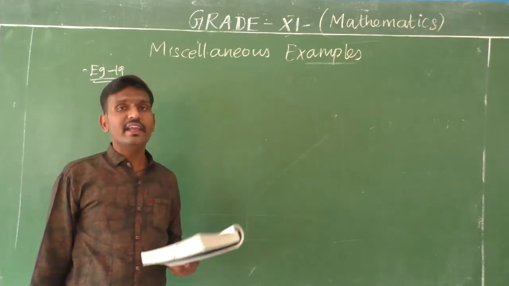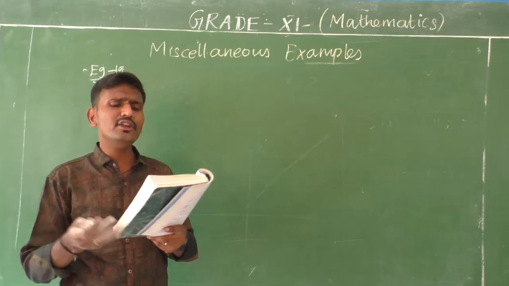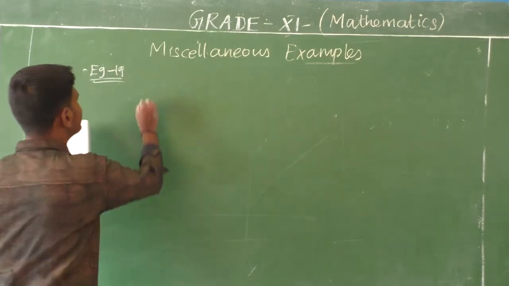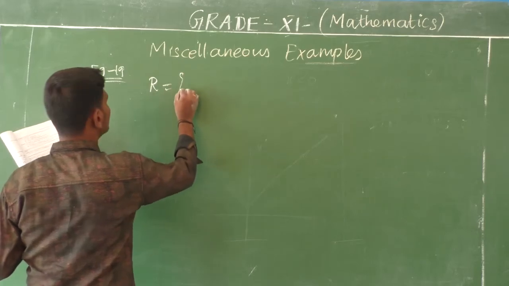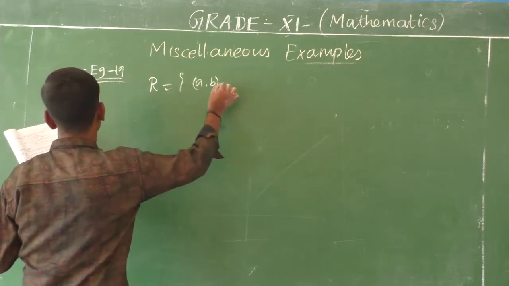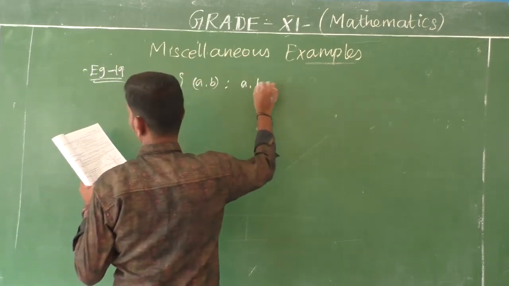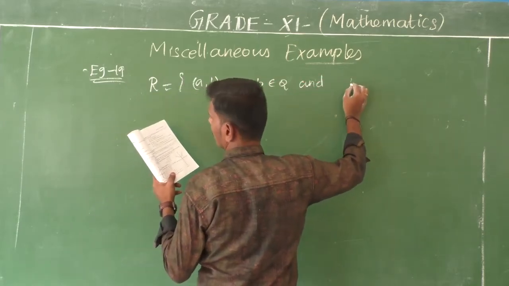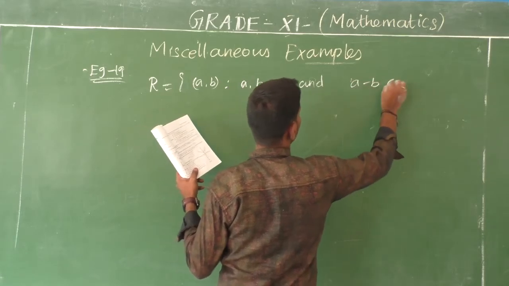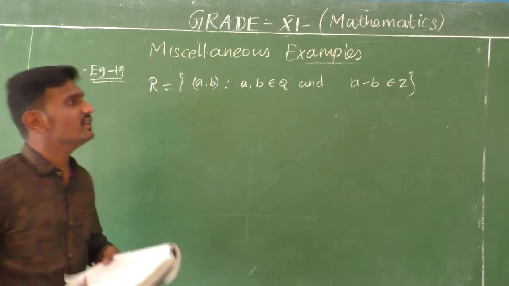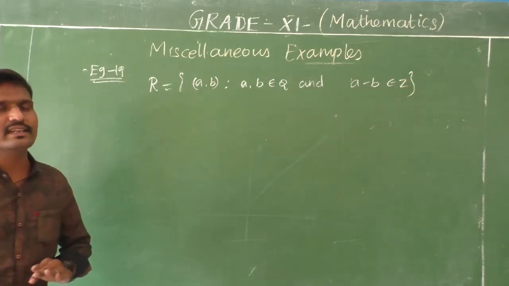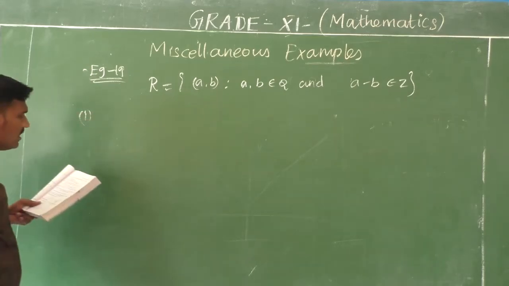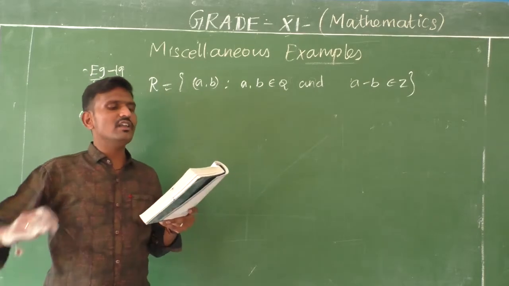Let R be the relation from Q to Q. What do you mean by Q? Q is the rational numbers. So Q to Q is defined by R equal to the set of ordered pairs (a, b) such that a, b belong to Q and a minus b belongs to Z. So the difference between them also belongs to Z, Z for integers. Show that the first one is (a, a) belongs to R for all a belonging to Q.